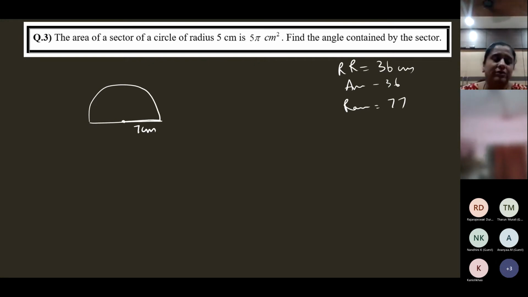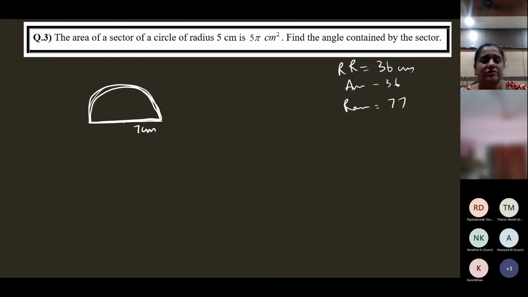Okay. So the perimeter of this figure is the length of the boundary. It's basically this length plus the length of this arc. The length of this line segment plus the length of this arc together makes the perimeter of this figure.